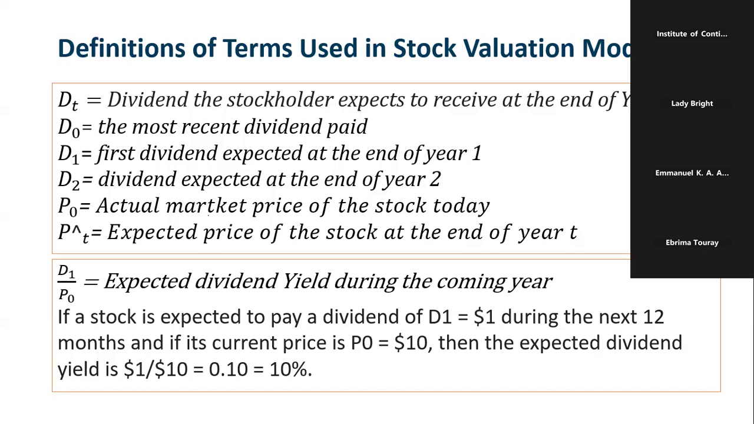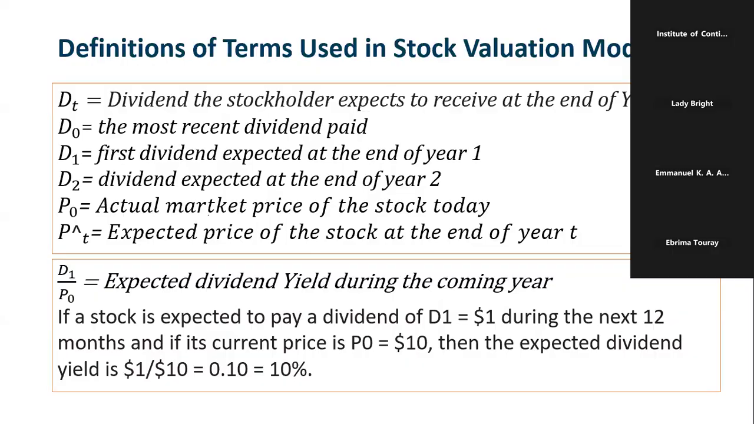So D0 represents the dividend in year 0, or the very recent dividend that has been paid. D1 represents the dividend at the end of 1 year. D2 will represent the dividend at the end of year 2.